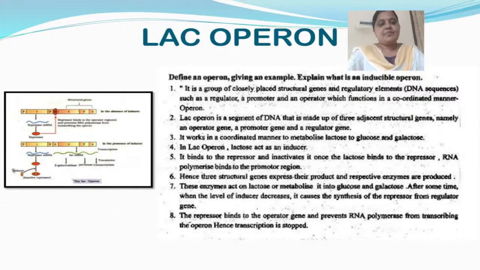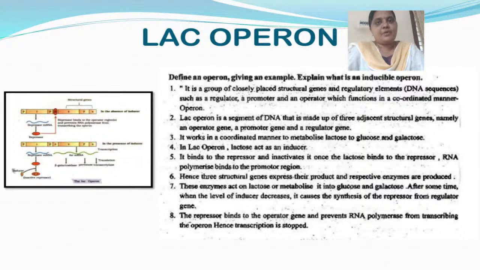Next is the lac operon. What is meant by lac operon? It is a group of closely placed structural genes and regulatory elements, that is DNA sequences, such as a regulator, promoter, and operator. It functions in a coordinated manner, which we call an operon. So, what is meant by an operon?